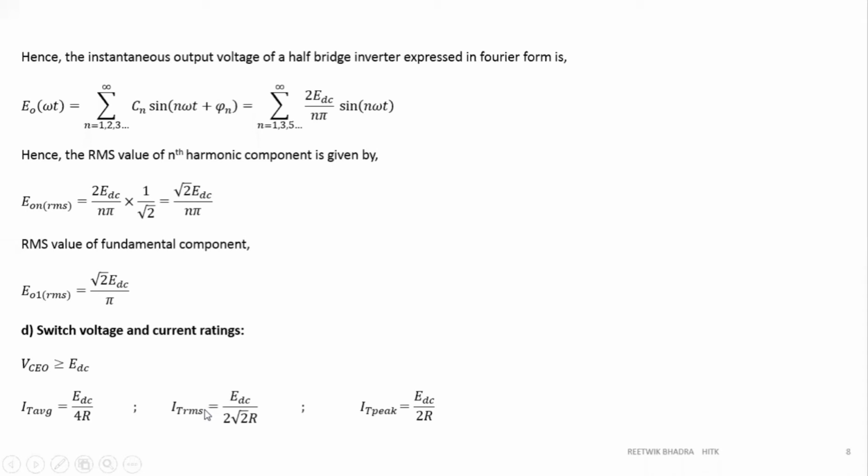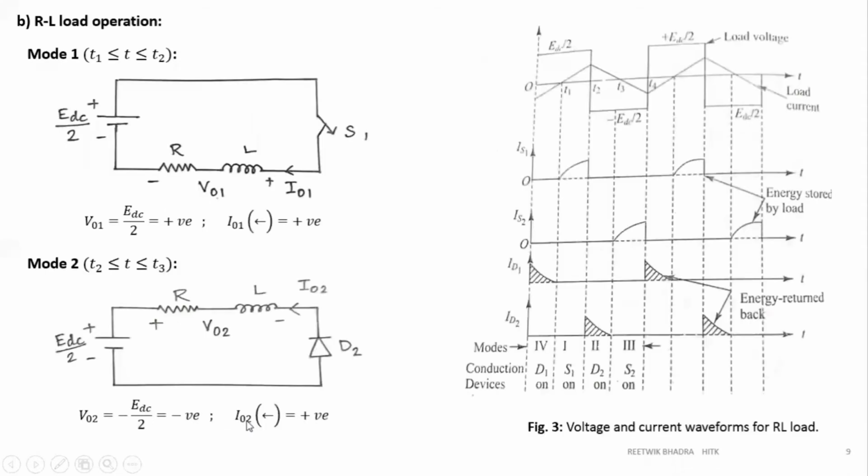Like many things, by many ways you can calculate. You can go by the normal integration method. You can think of the peak value divided by root 2. That will give you your RMS value.